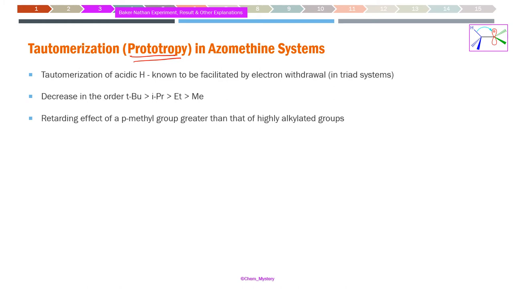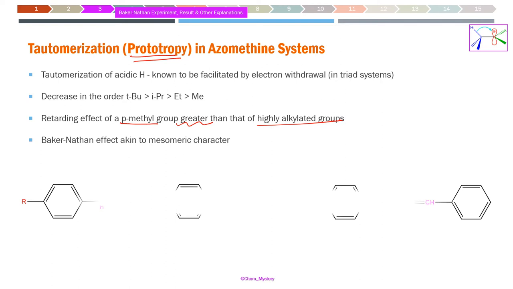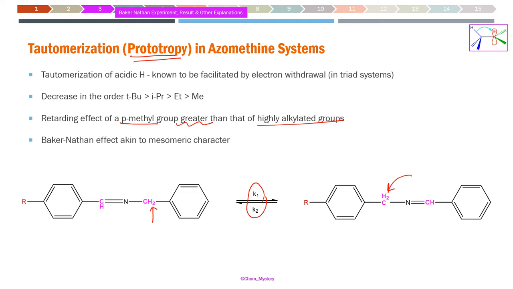So this retardation effect coming from the para position is greater for the methyl group than for any of the other alkyl groups. If you see the structure of these compounds, then we can go for a detailed explanation. So this is a diazomethane system. We have nitrogen double bond carbon. This hydrogen atom is going to move from this position over to here. And here we are talking about the rates of the reaction. K1 can be the rate constant of the forward reaction, and K2 the rate constant of the backward reaction. So when we modify the nature of the alkyl group present at the para position, the rates of reactions are going to change.